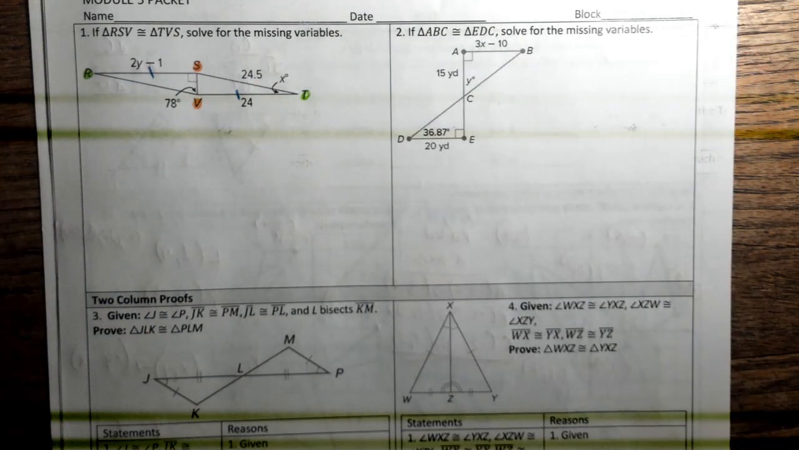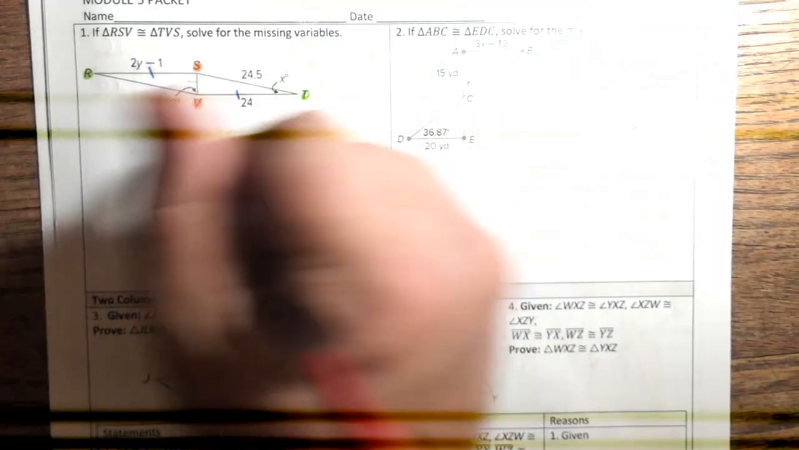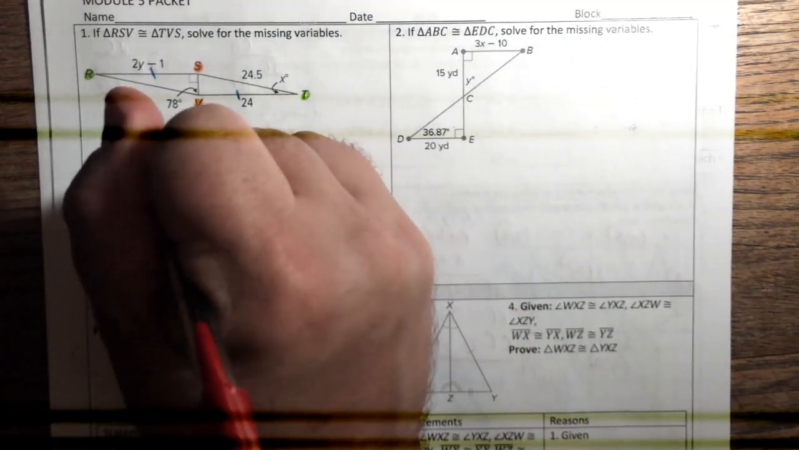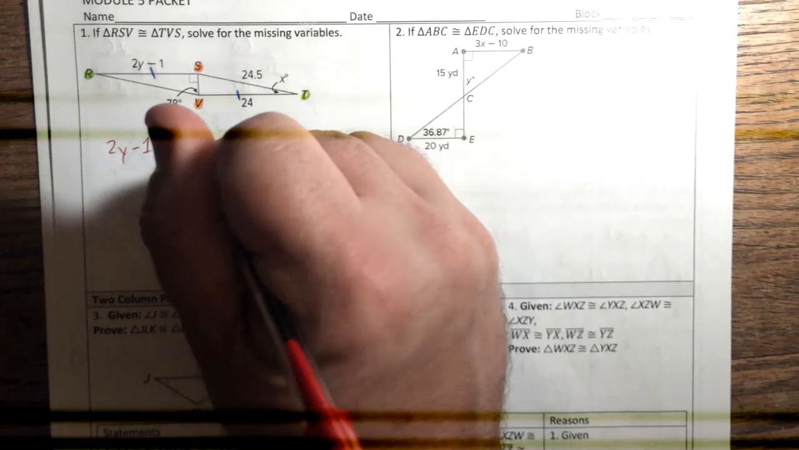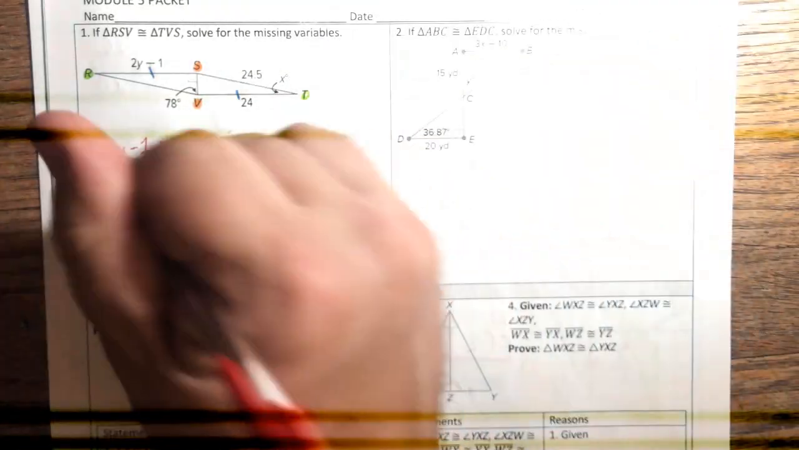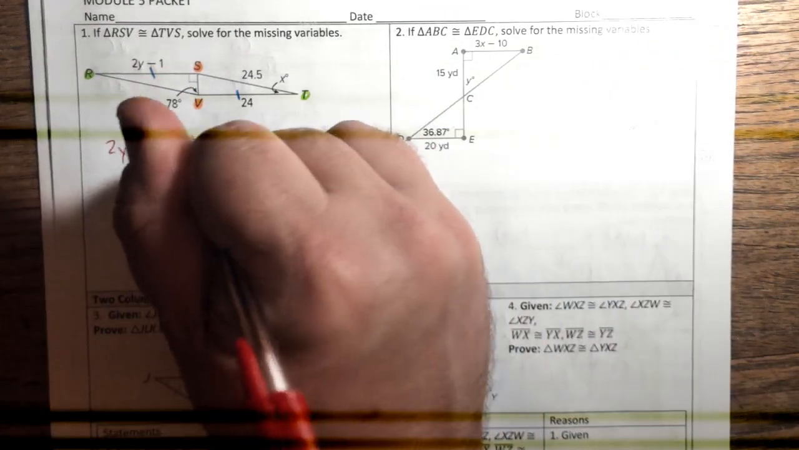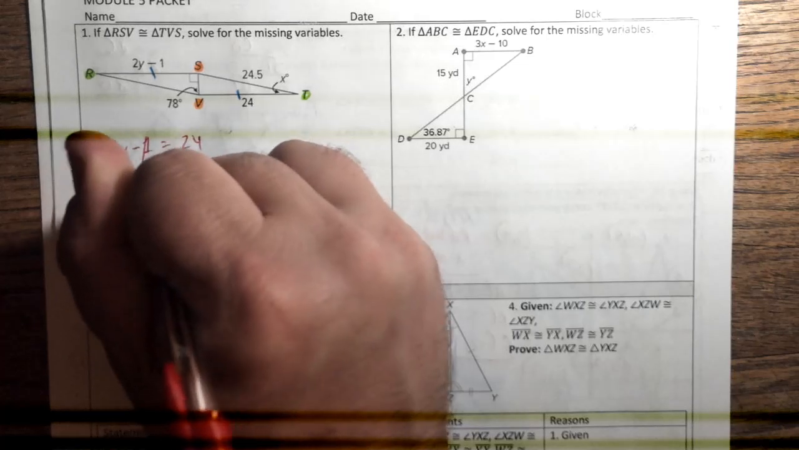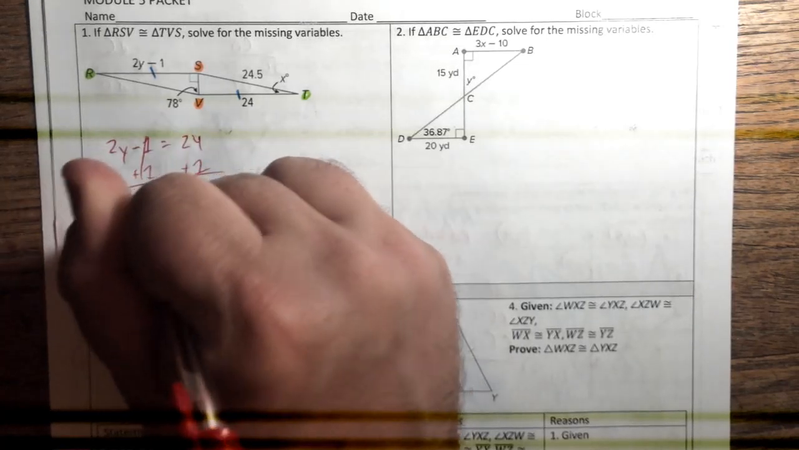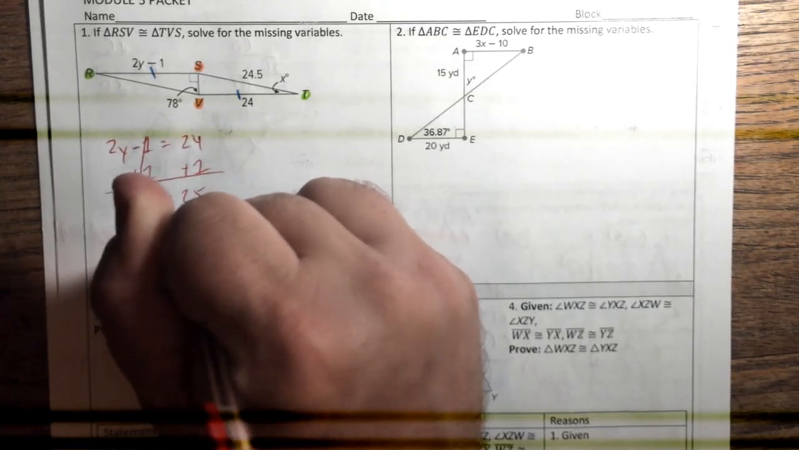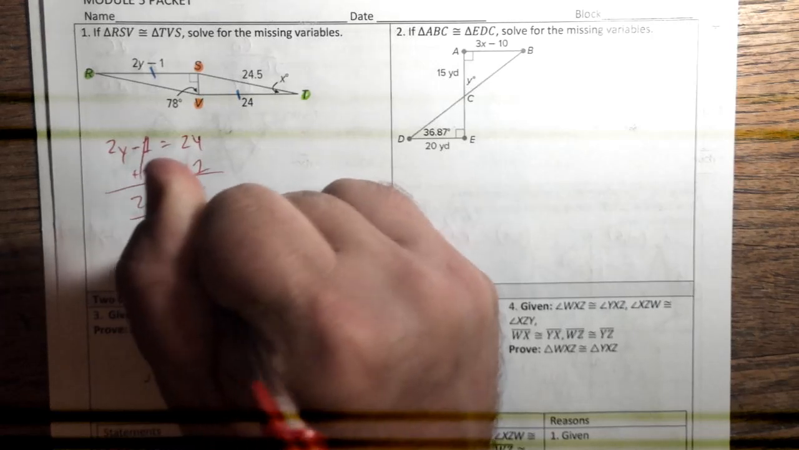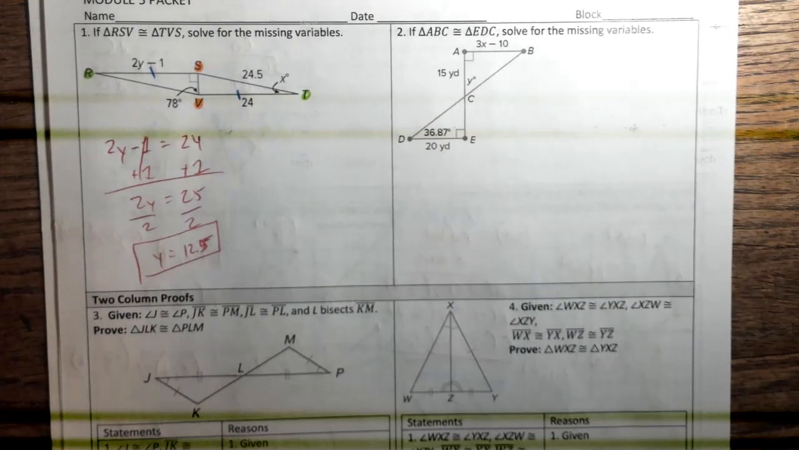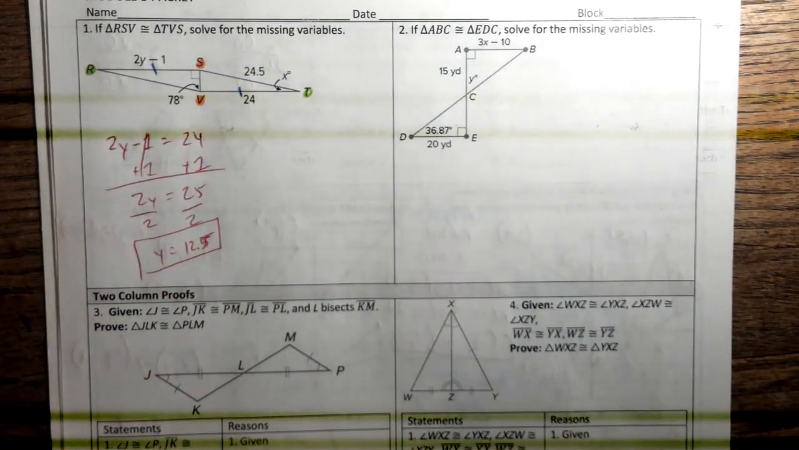So to start off, solve y, it's going to be 2y minus 1 is equal to 24 because those are congruent, so they're also equal. So we add 1 to both sides to isolate y. 2y equals 25, divide both sides by 2, and y is going to equal 12.5. Sometimes you have decimals, sometimes you don't.